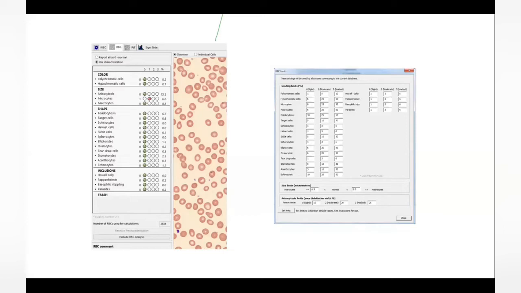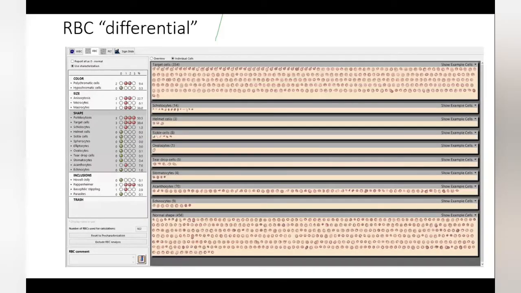grading systems into your tool to say that this is a threshold. If I have polychromatic cells from 1 to 5, then you can grade it as +1. If it is 5 to 10, then you can grade it as +2. So depending on how tight you want to keep your criteria, you can set it in the rule book, which is available in the back end of the software. And this is how the report looks.